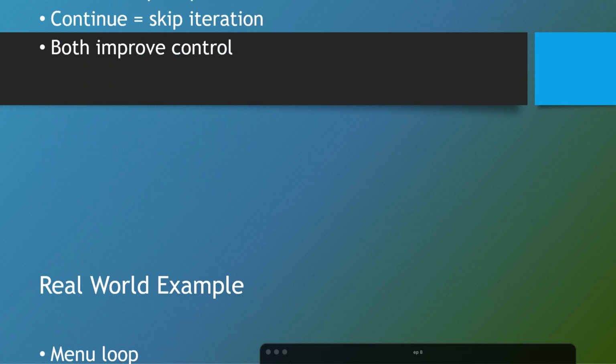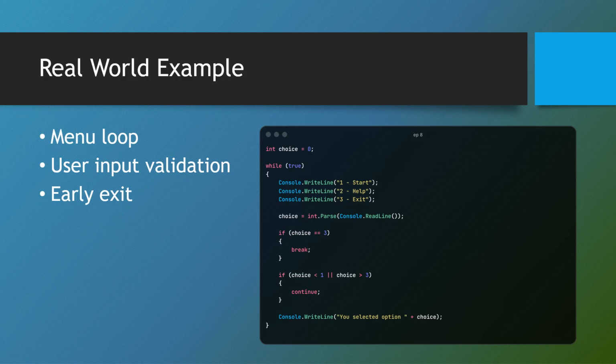Real-world example, menu loop. Imagine a menu that keeps running until the user chooses to exit. Break is used to leave the menu loop. Continue is used to ignore invalid input and ask again. This pattern shows up everywhere in real applications. Once you recognize it, you'll start seeing it constantly.